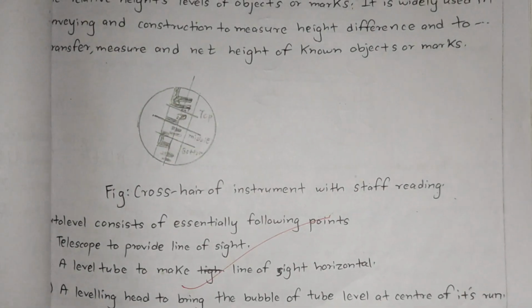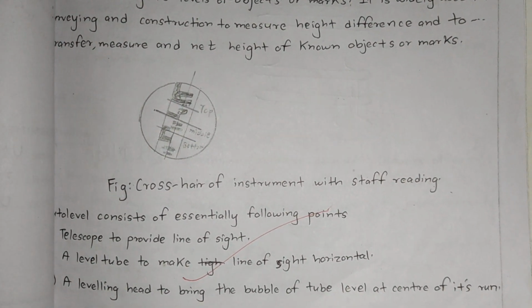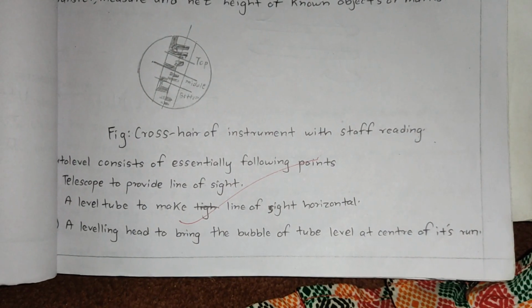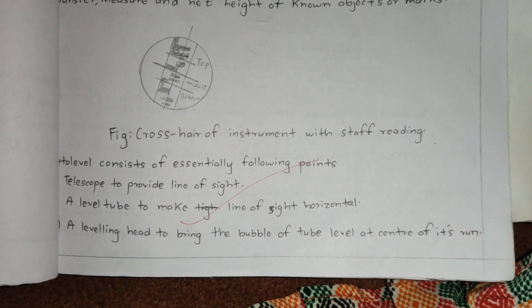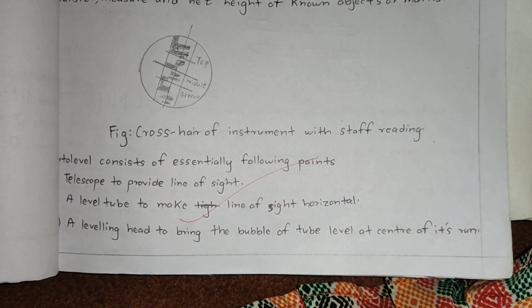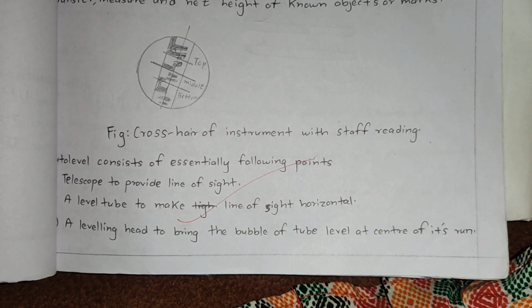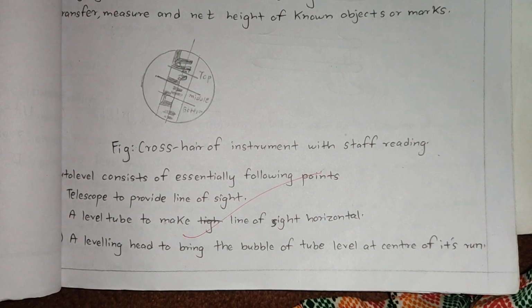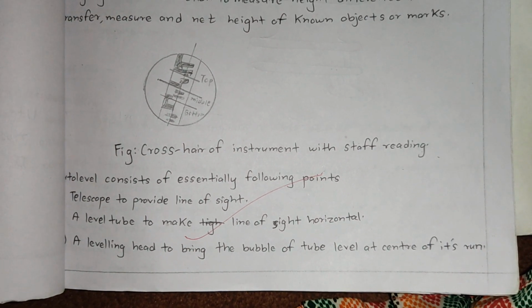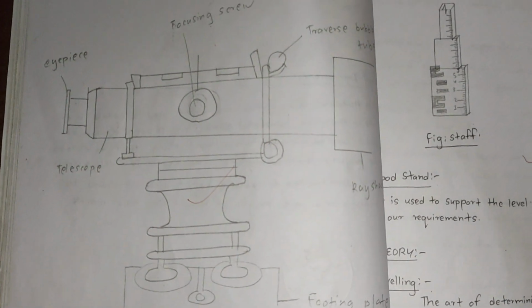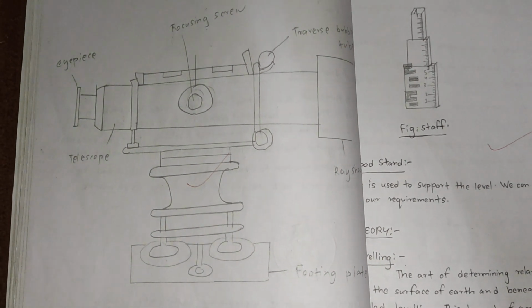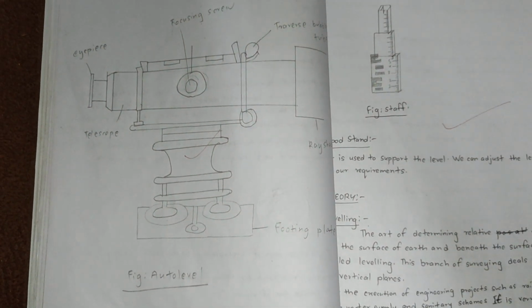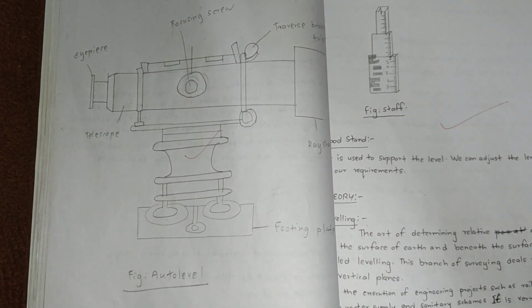So here is a cross-section of the instrument with staff reading. Auto level consists essentially of the following parts: a telescope to provide the line of sight, a level tube to make the line of sight horizontal, and a leveling head to bring the bubble of the tube level at the center of its run. So here is a figure of auto level and its parts.